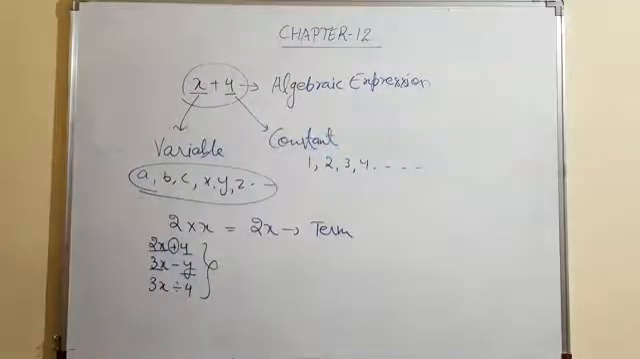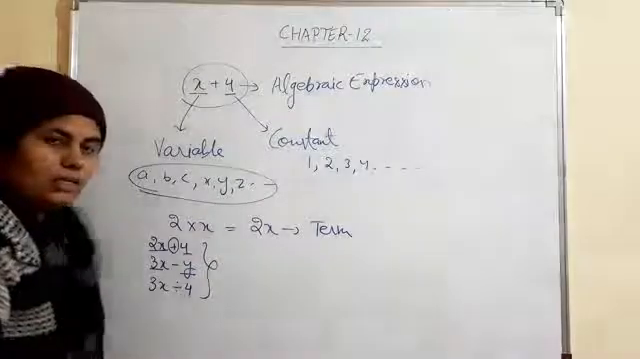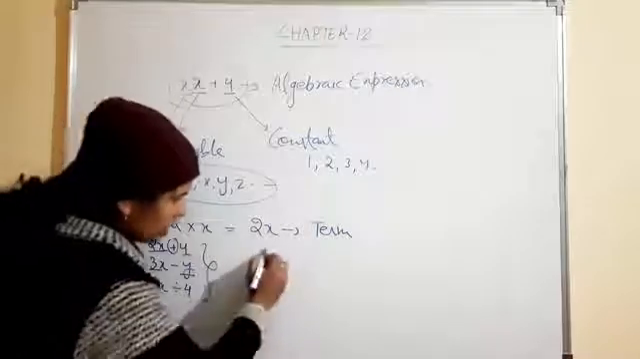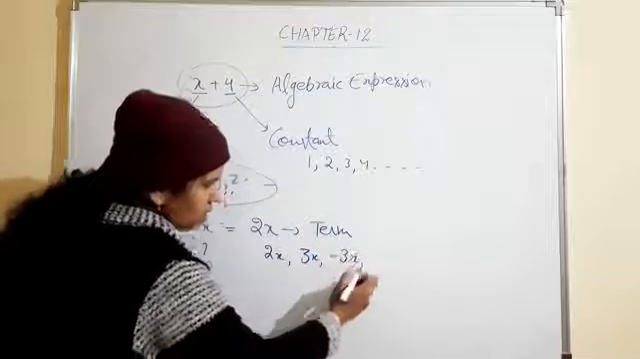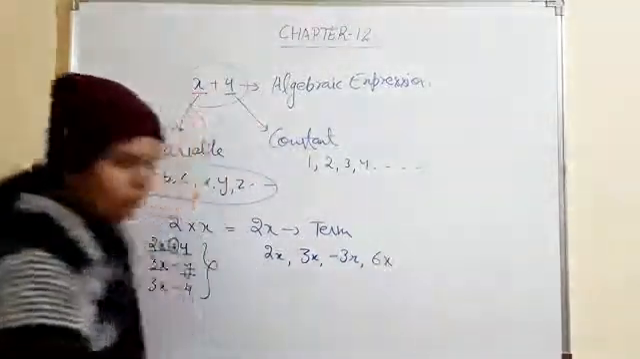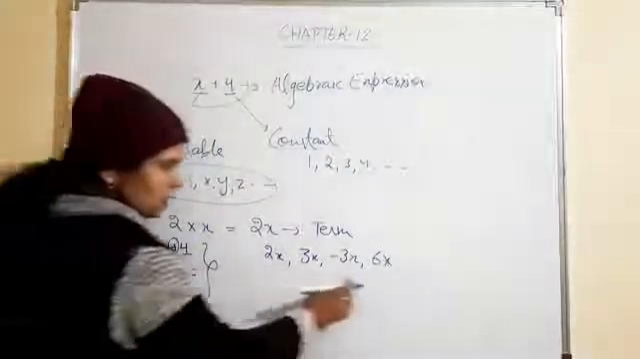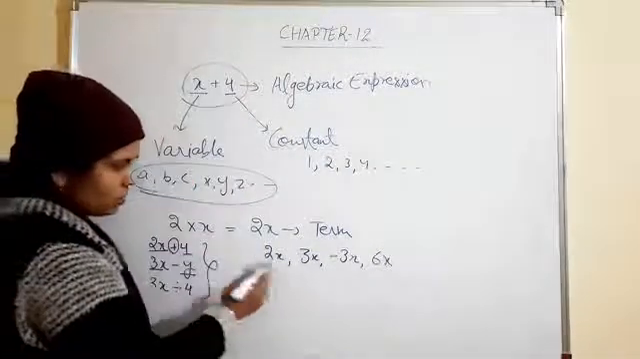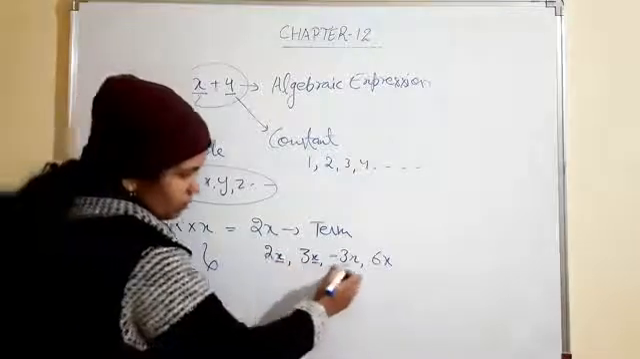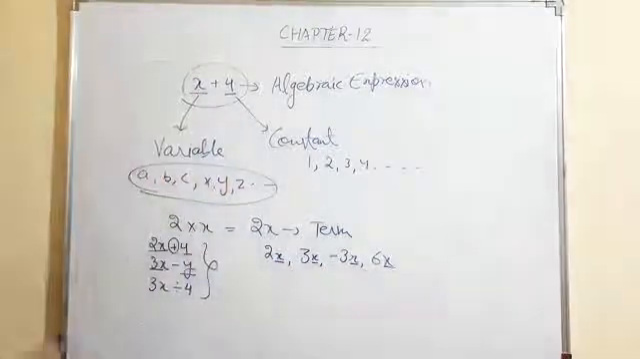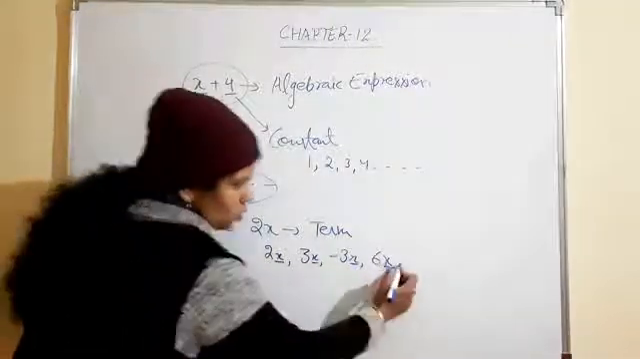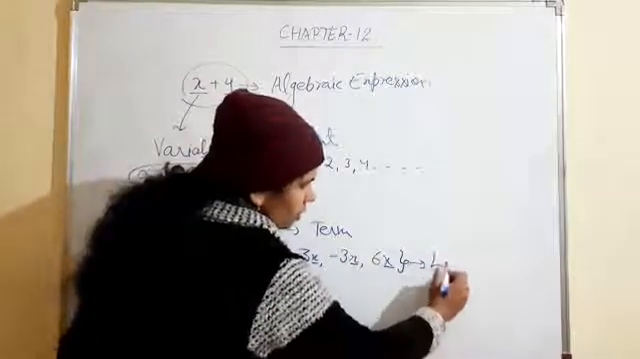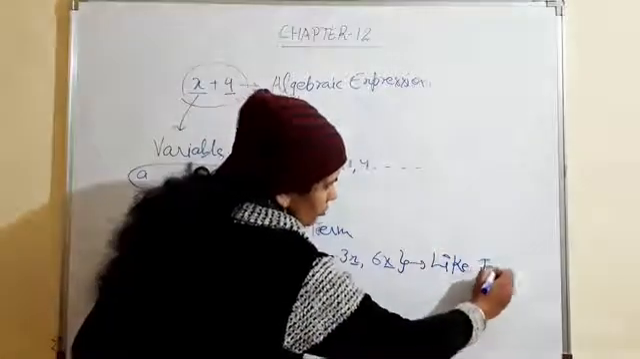Okay. Now next is like and unlike terms. What is the meaning of like and unlike terms? I am writing here some examples. For example, 2x, 3x, minus 3x. Now next is 6x and so on. Here all the terms are like terms. Why like terms? Because all the terms contain the same variable, even the same number of times in a single term: x, x, x and x. So these will be like terms.